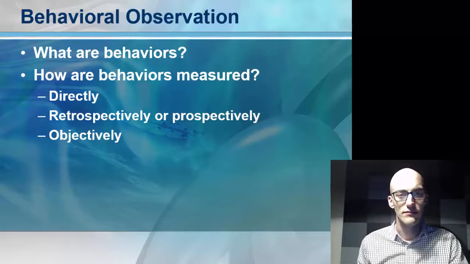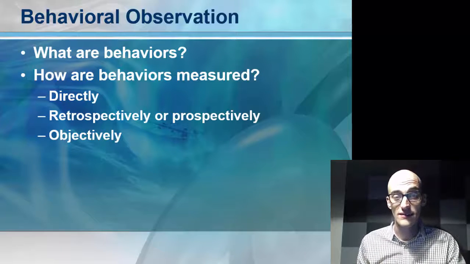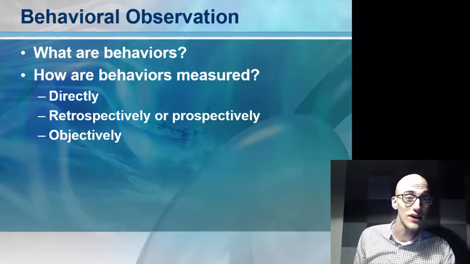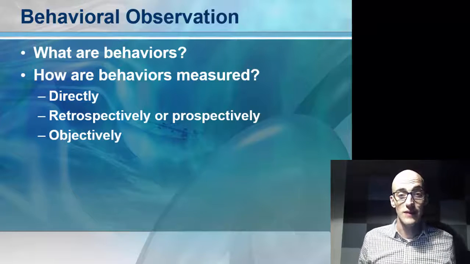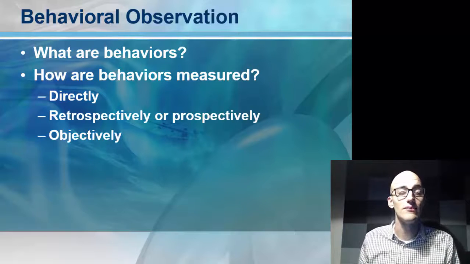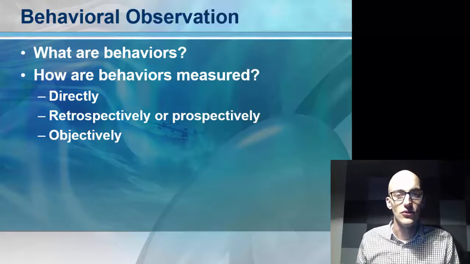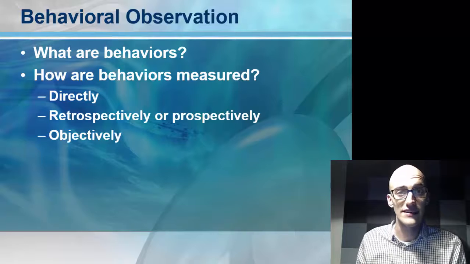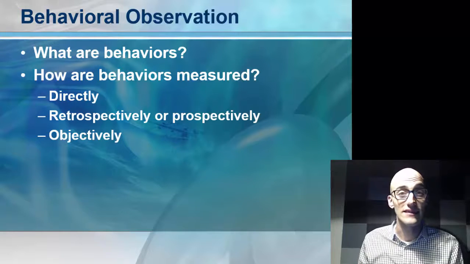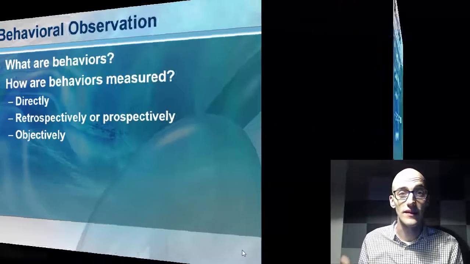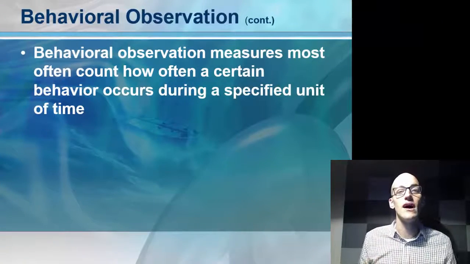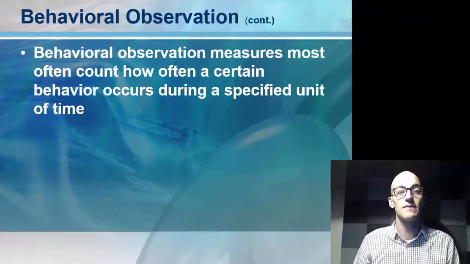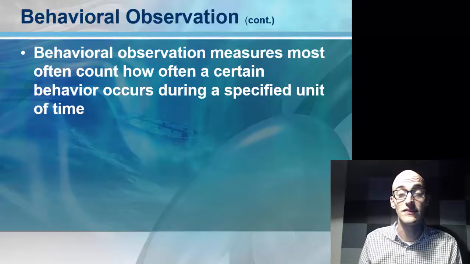But how do you go about measuring behaviors like that? So you could either do it directly by observing somebody, observing kids having outbursts in class. That would be an example of a direct observation. You could also do it retrospectively. So asking somebody to think about, in the past month, how many times had you had an argument with your wife? It could be objective, by a direct observation again, or it could be subjective, asking how somebody felt about something. So behavioral observation measures count how often a certain behavior occurs during a specified period of time, just like those operational definitions we had been talking about with our goals table.